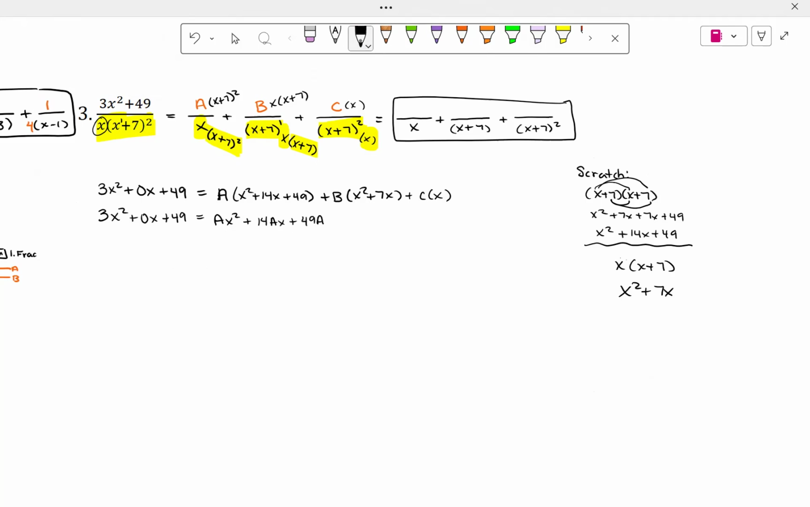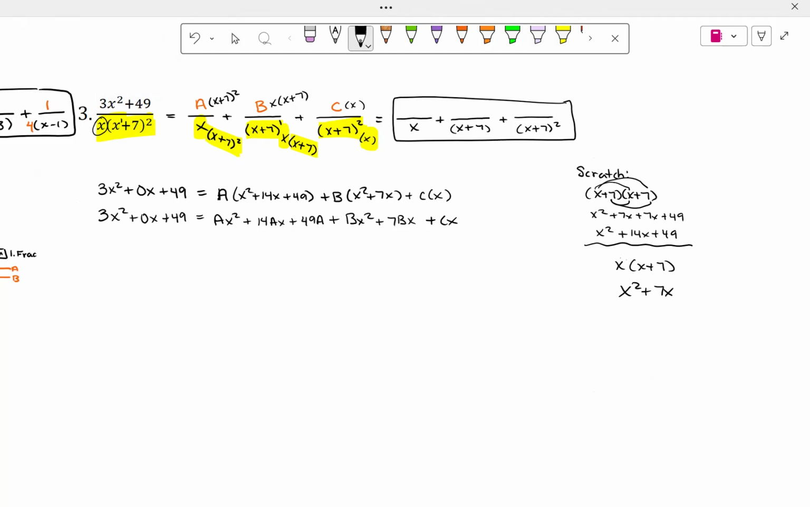It doesn't matter where you put the a. If you wrote this as 14xa or x squared a, that's fine. It doesn't matter where you put that a. Distribute my b through. I have plus bx squared plus b times 7x, so 7bx or b7x, doesn't matter how you write it, and then plus cx.